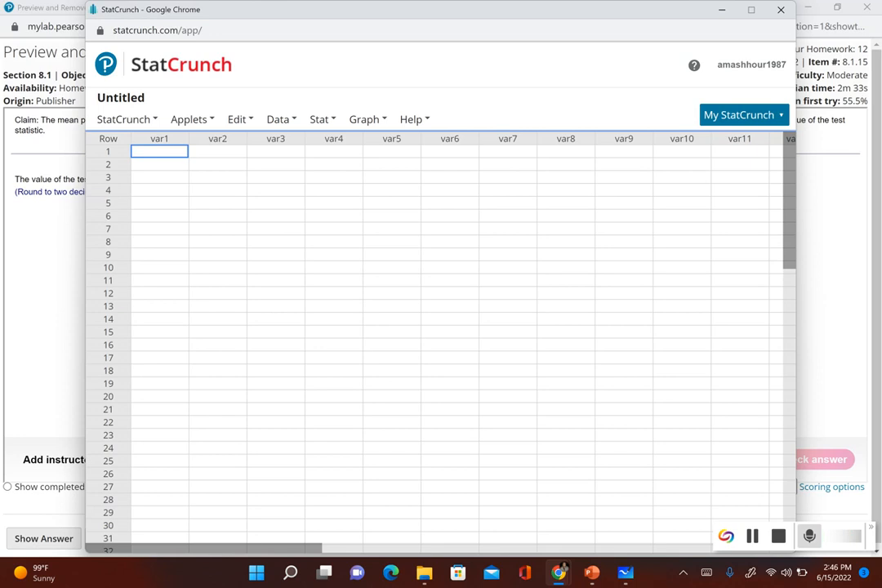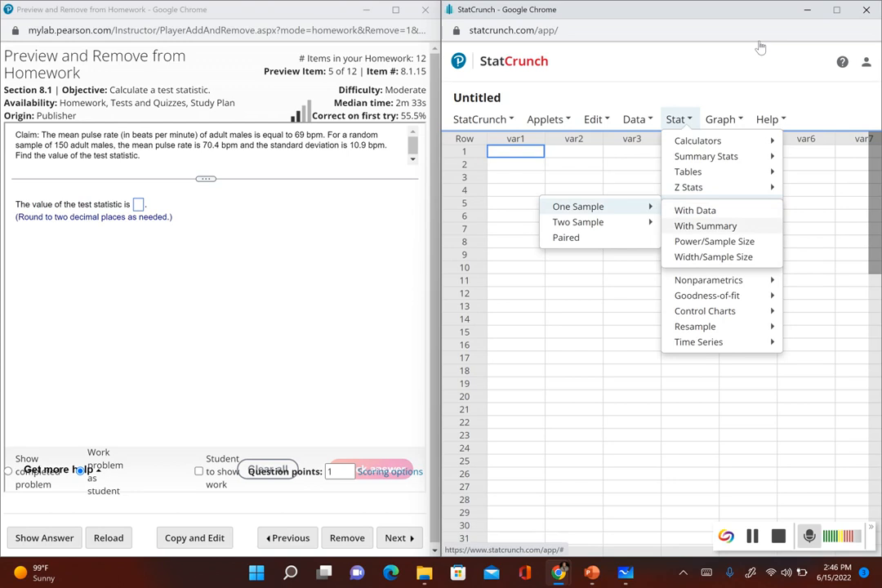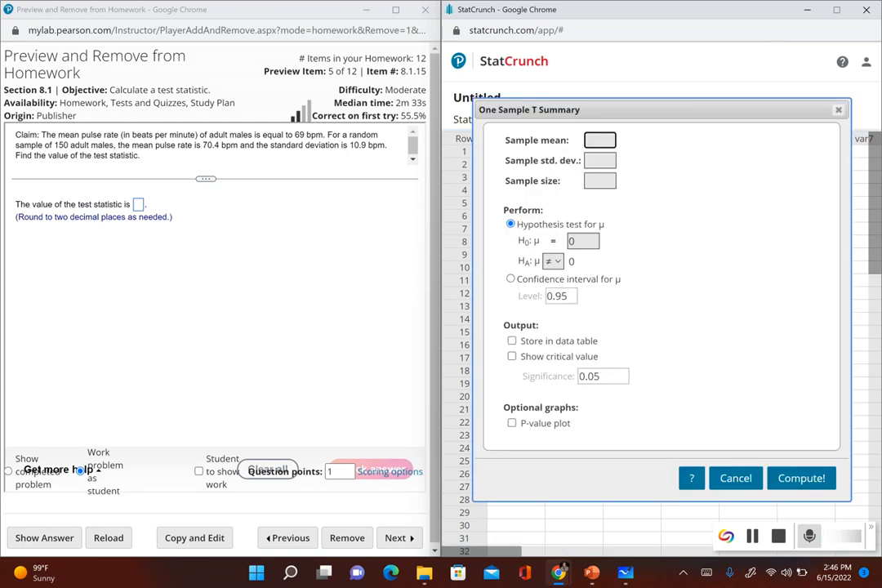Okay, so in StatCrunch, we go to Stat, and now we're going to go to T-Stats, since we're dealing with the population mean. Remember, with population proportion, you go to proportion stats. So population mean, we go to T-Stats. We have one sample here, and we have with summary. So now what do we have? Okay, so now with our sample, the mean pulse rate is 70.4. So we have 70.4 for our sample mean.